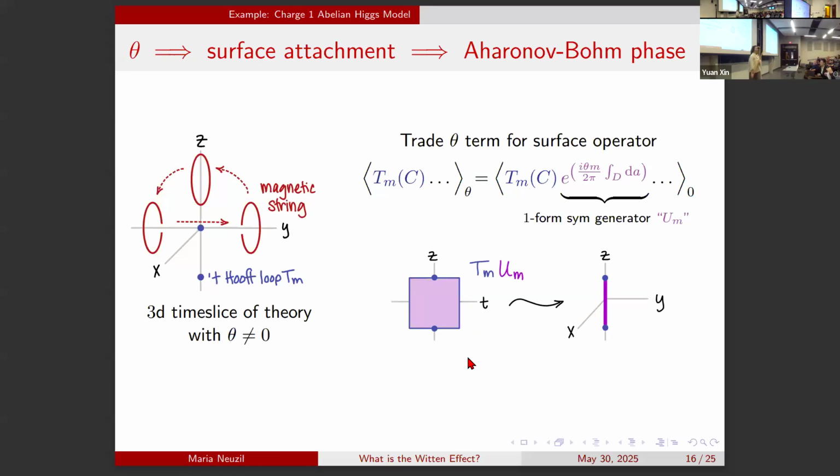Okay, so let's just evaluate this particular configuration. Again, the strategy is that we start with a theory with theta turned on, and then we are going to trade theta for this surface. We just trade theta at the cost of filling in this surface operator, filling in the tilt loop. And again, when you take that 3D time slice, that's just going to be filling in this line.